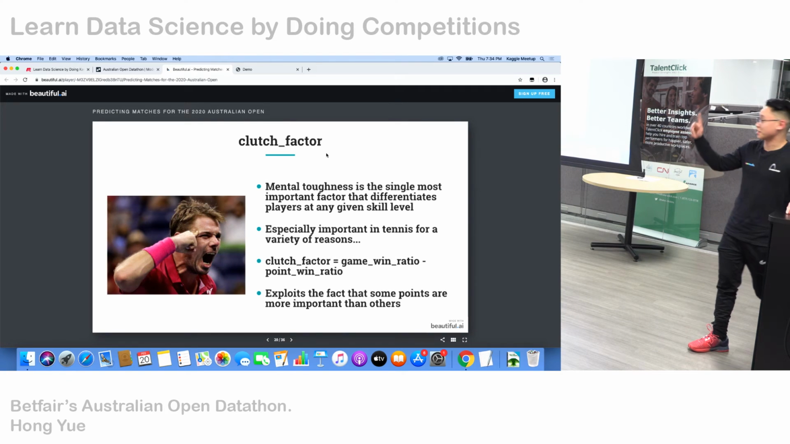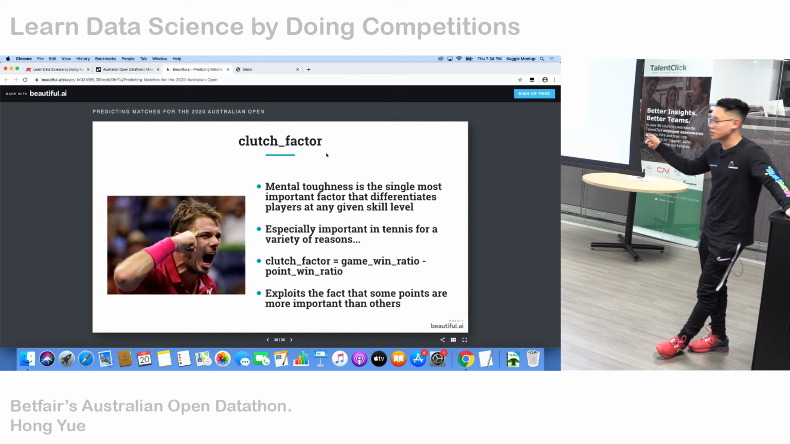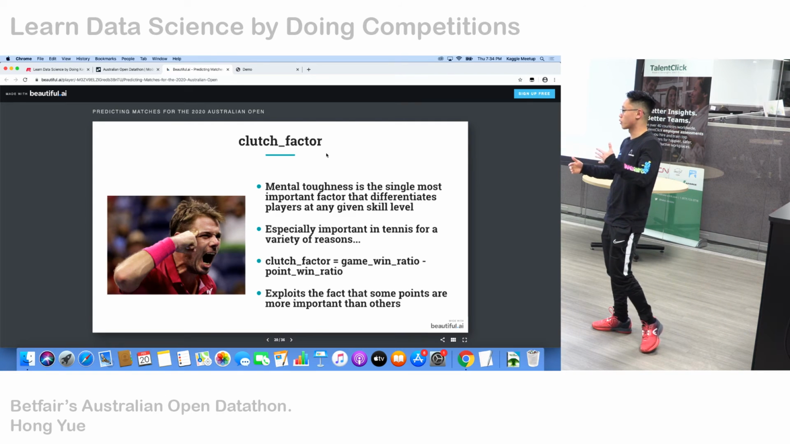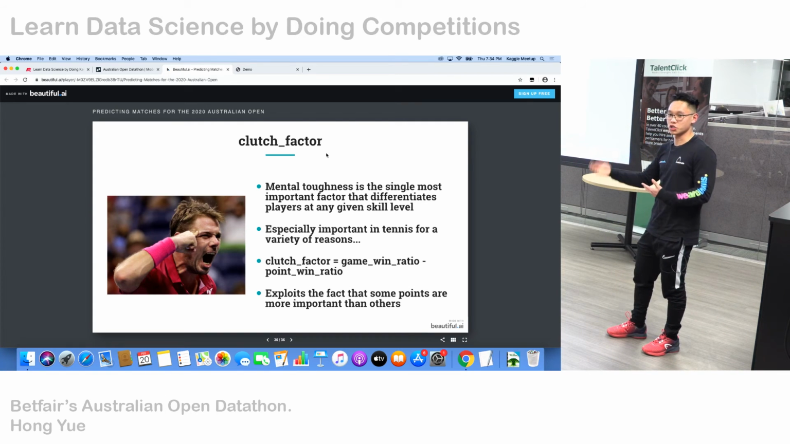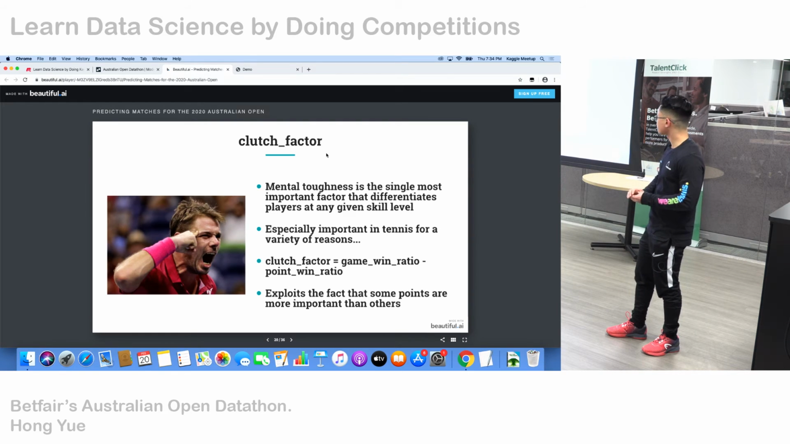So now this one's, I think, interesting. The calculation for this is really simple. It's just the difference between a player's game win ratio and the point win ratio, and it's trying to measure a player's mental strength. As I mentioned before, the number of points played can be basically without limits. But in terms of the number of games played, that's still fixed and finite.